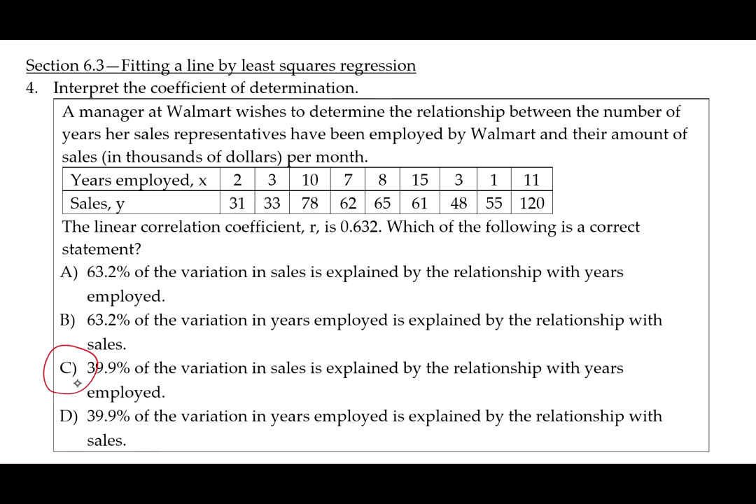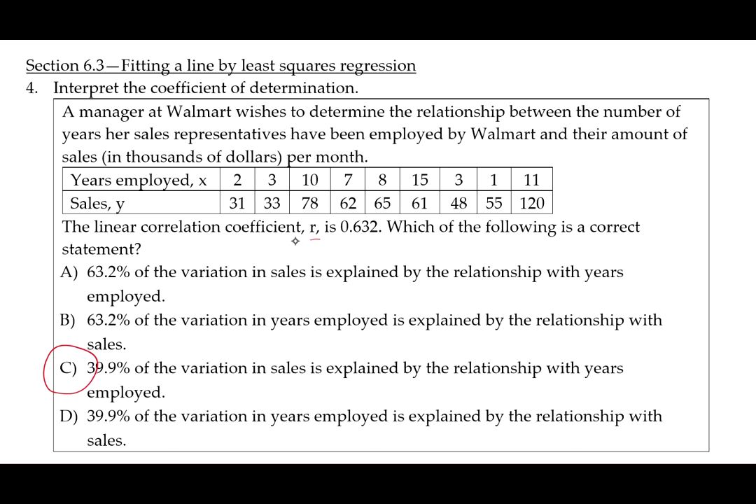Notice that this interpretation for the coefficient of determination as a percentage of explained variation is different than the interpretation for the correlation coefficient r. r tells us the strength and the direction of the relationship. So a correlation coefficient of 0.632 tells us that the direction of the relationship is going to be positive. There will be an upward trend. As x increases, y also increases. We know that because 0.632 is a positive number.